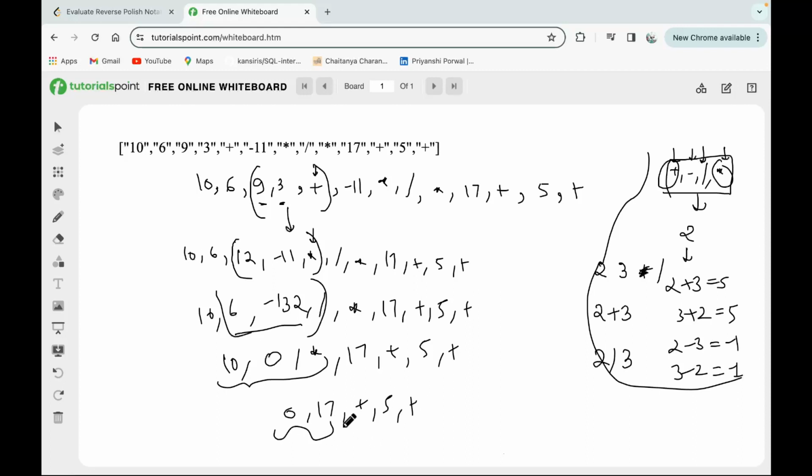Now I have these two operands, right? So which will give me 0 plus 17 because we have a plus operator and these two are present before plus. So we'll add these. So we'll get something like 17, right? 0 plus 17 is 17, and a 5 and a plus. Now we can say that the final result is going to be 22. So 22 here is going to be my answer. So I hope you are now able to get how we are going to evaluate the arithmetic expression.